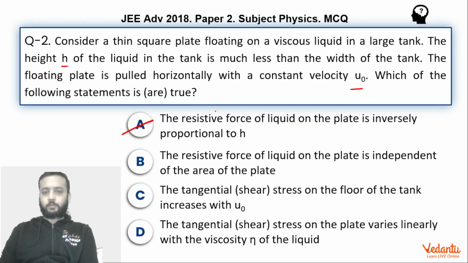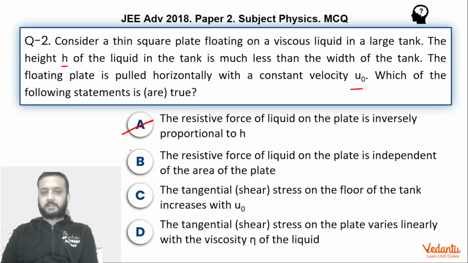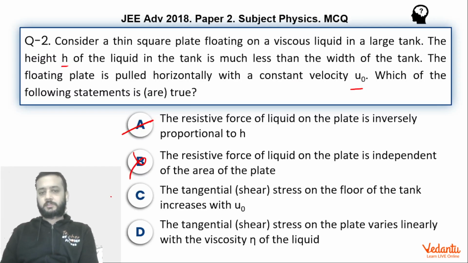So go back to option B. The resistive force of the liquid on the plate is independent of the area of the plate, which is definitely wrong, because force is proportional to the area. If you go to option C, the tangential stress on the floor of the tank increases with u naught. So what is the stress? Tangential stress is force per unit area. If you divide this by area, this will become eta into u naught upon h, which we can see is actually increasing with u naught. So option C is also correct.